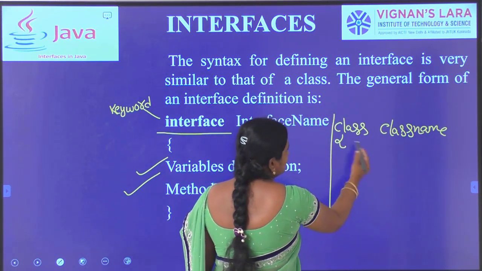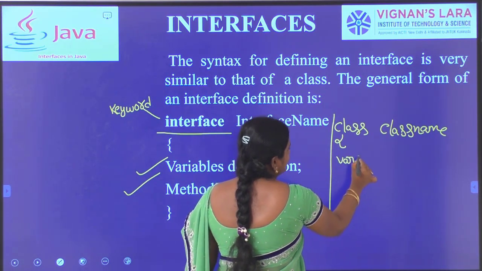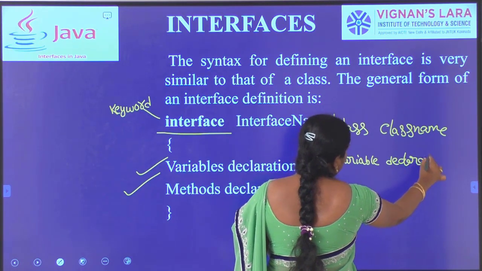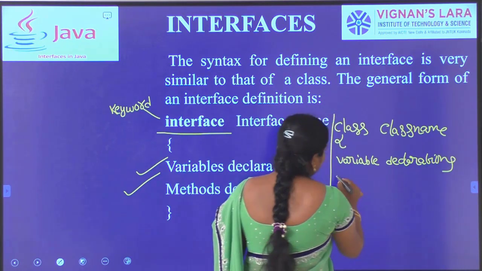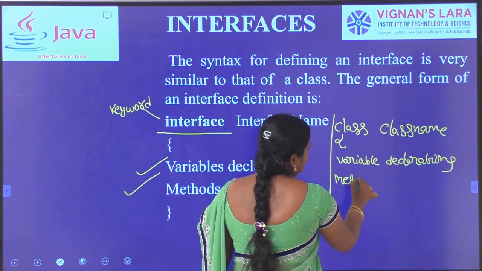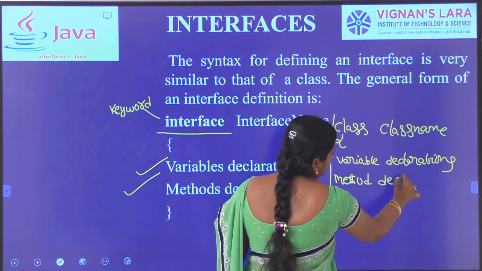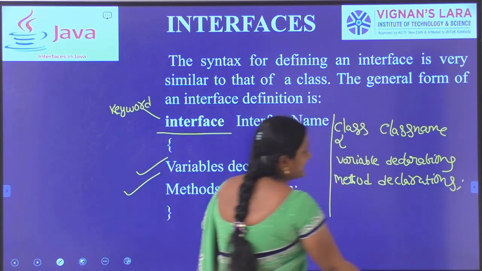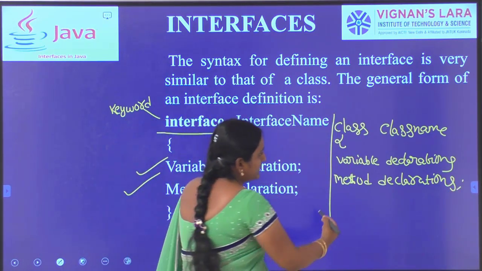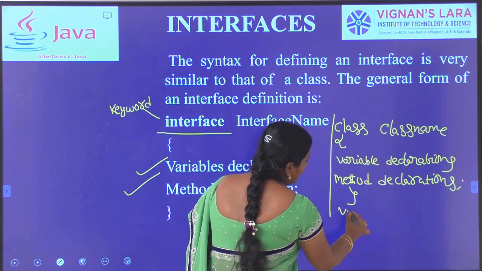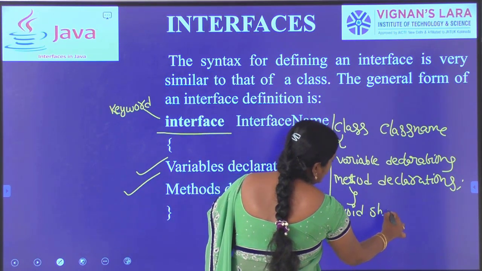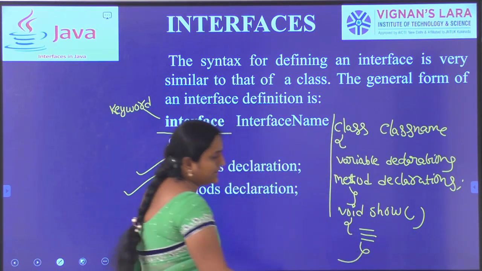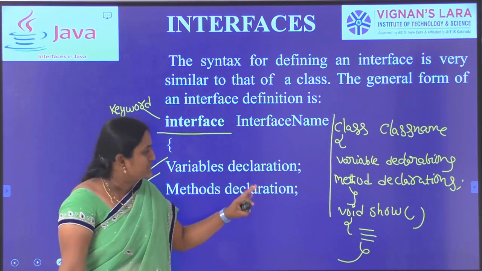Then variable declarations, we can declare variables. And method declarations. But a method has a body. For example, here I am writing one method: void show. This method has a body. A class contains method declarations with the body.